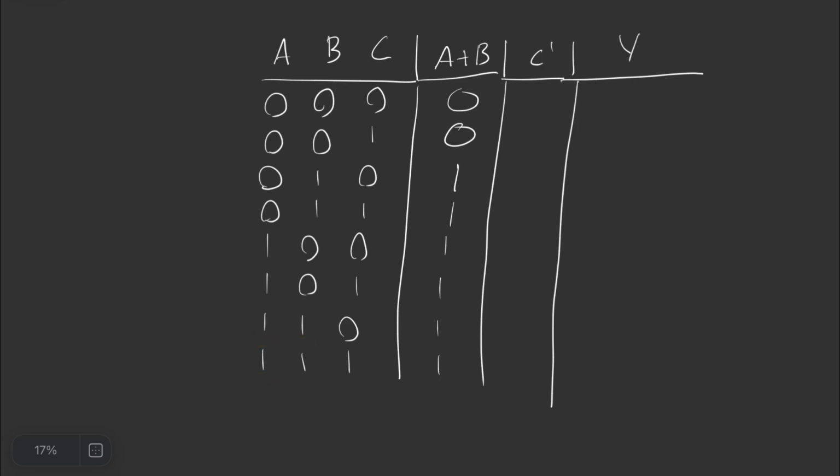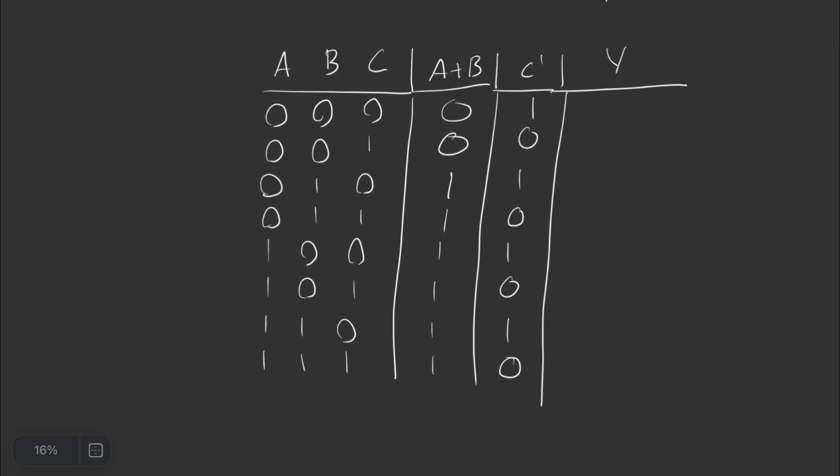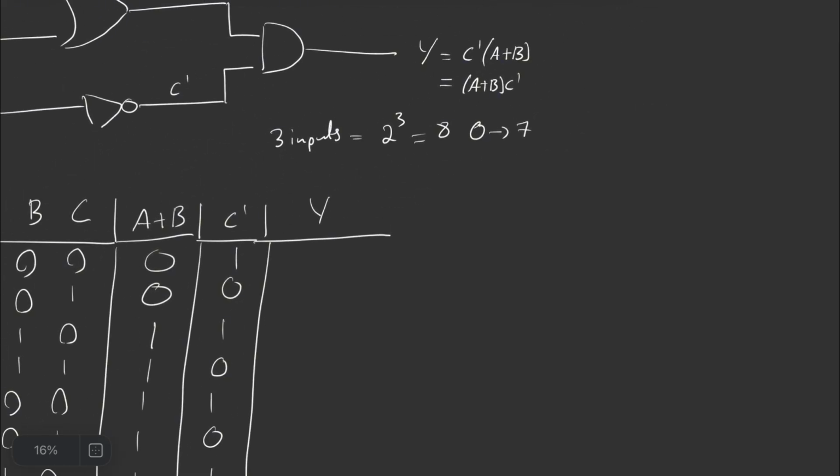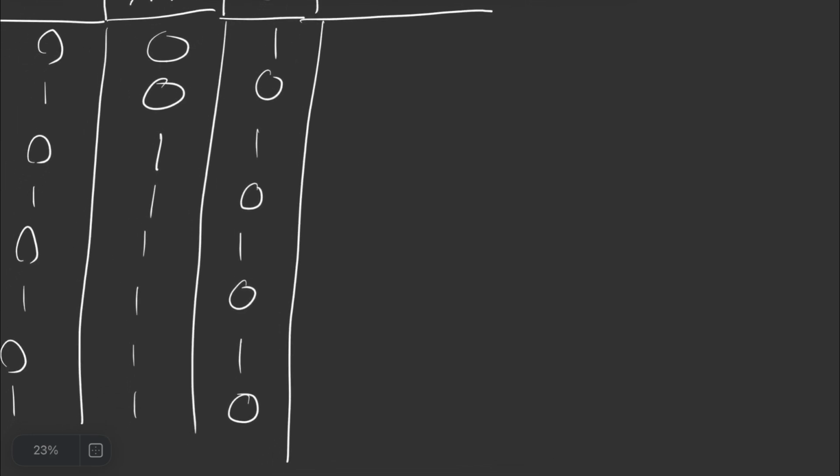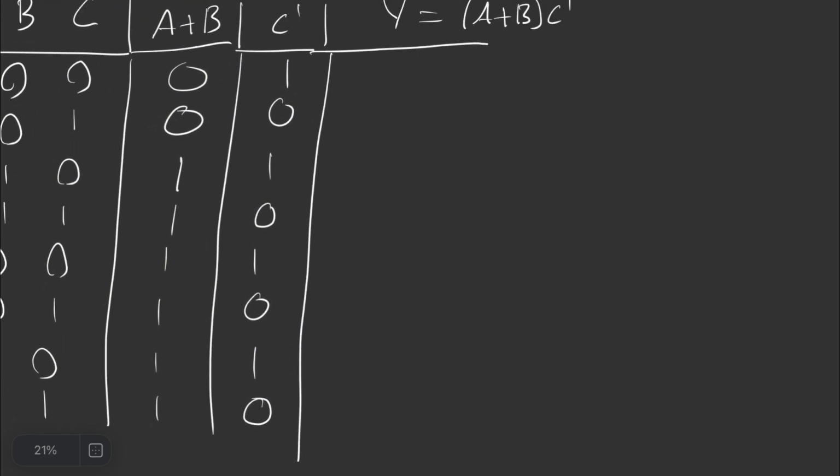C prime is going to give us the opposite of each of these values because that's what a NOT gate does. It inverts the values. So instead of 0, 1, 0, 1, 0, 1, 0, 1, we're going to have 1, 0, 1, 0, 1, 0, 1, 0. Now, we know that our output Y is A plus B and C prime. So all we're going to do is AND these two values together.